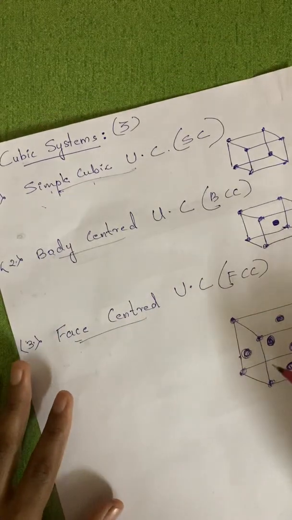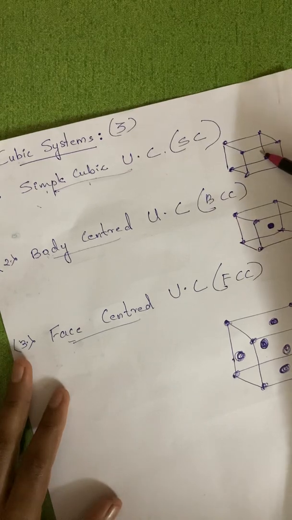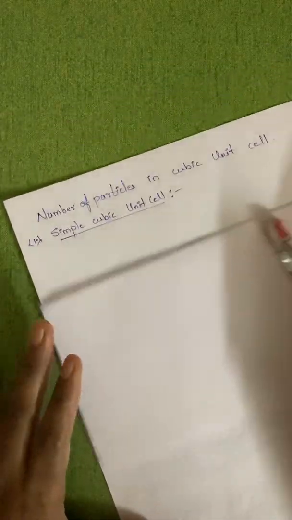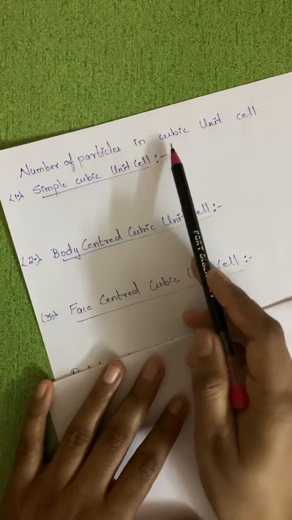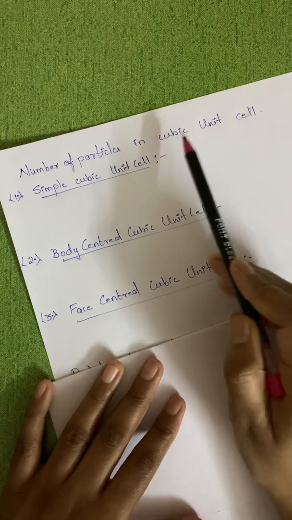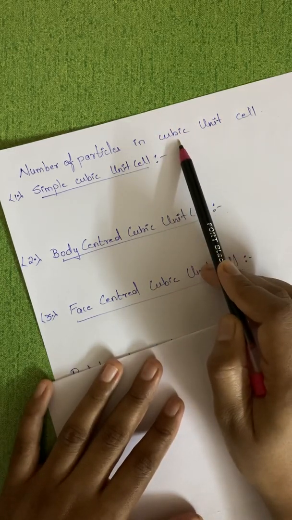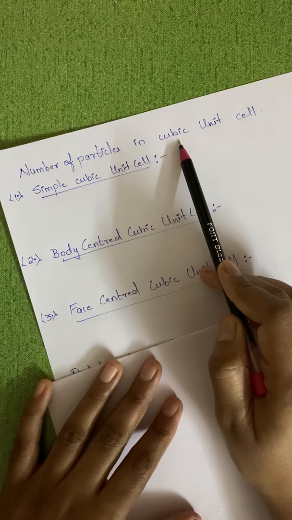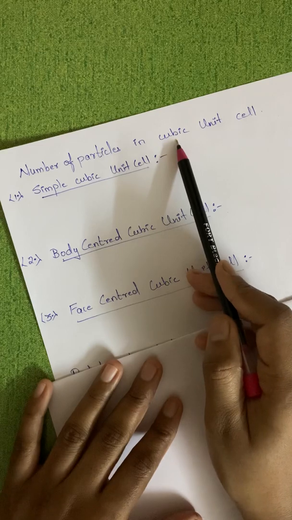Now next we have to understand how many particles there are in each unit cell. So that we'll be learning. Okay, so we have to learn these three things: the number of particles in a cubic unit cell. Now you know, when we talk about cubic, the edge length is the same, and the angle is also the same. The angle is 90 degrees.